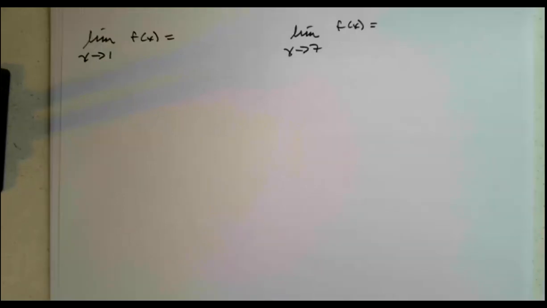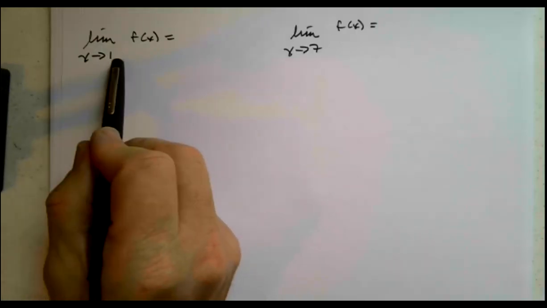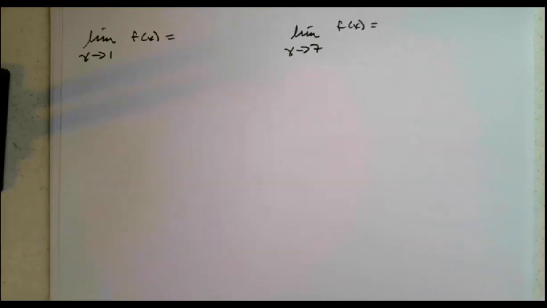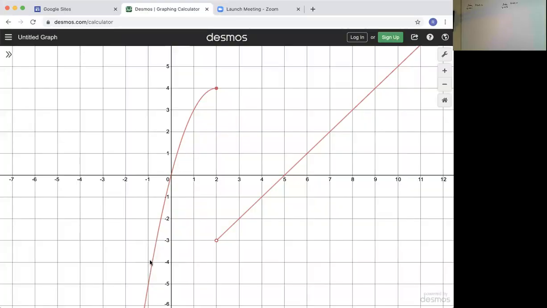So we're going to look at one more graph here, and we're going to start with the limit as x approaches 1 of f of x and the limit as x approaches 7 of f of x. Let's look at our graph. Here it is. Now notice this does pass the vertical line test. These pieces are not connected. That's okay. But the solid dot is here and the open dot is here, so a vertical line still only hits it in one point.